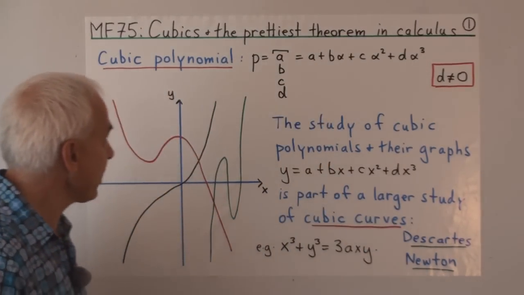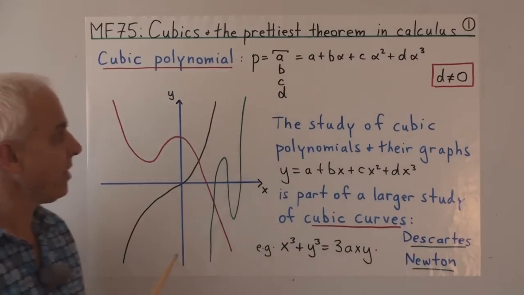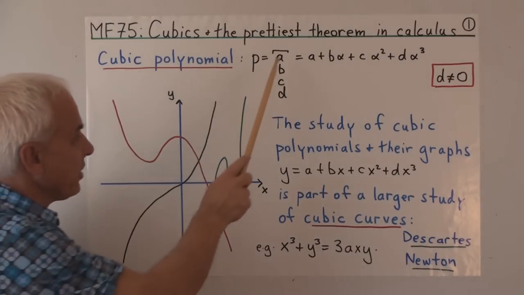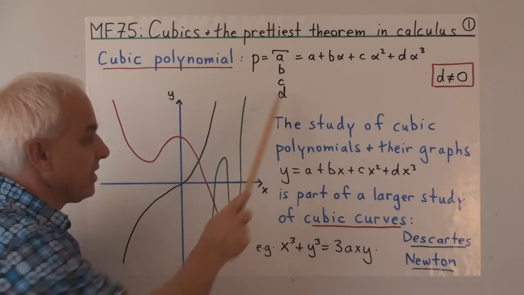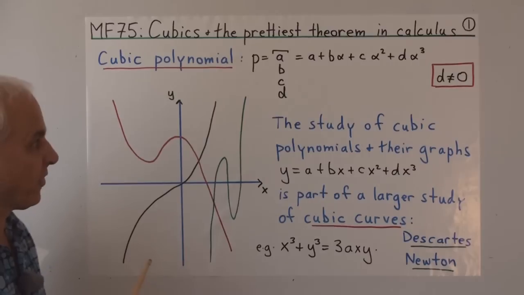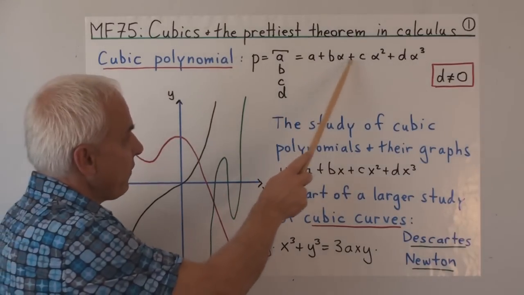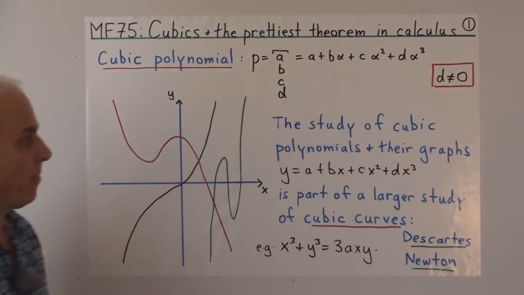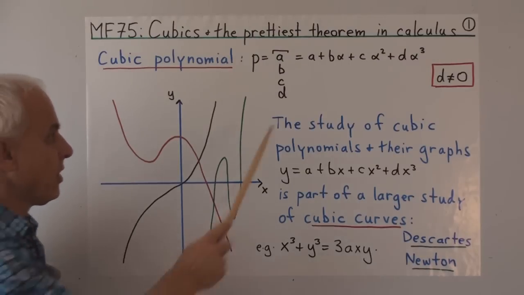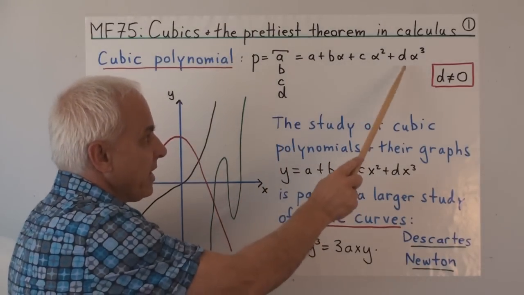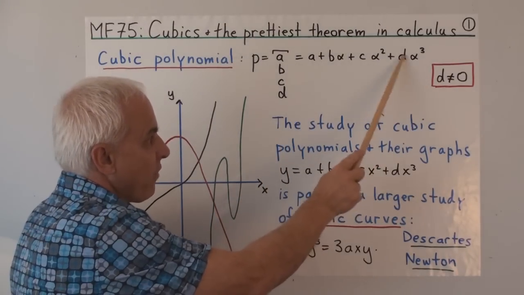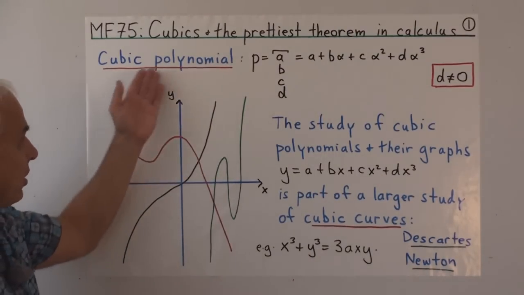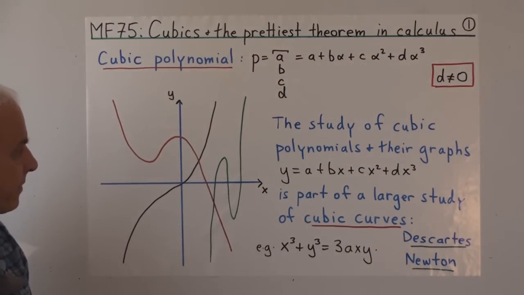So a cubic, or cubic polynomial, is something like this. As a polynumber, it's just a list of 4 numbers. The 4 numbers are the coefficients of the polynomial when it's written this way in standard alpha form. So this polynomial is of degree 3 if this coefficient d is not equal to 0, and we'll assume that from now on. Then it's called a cubic polynomial.